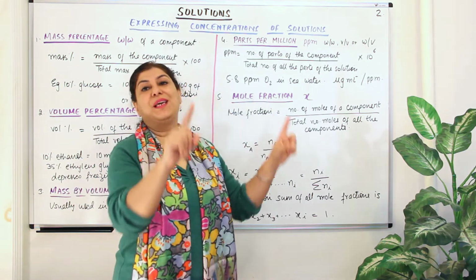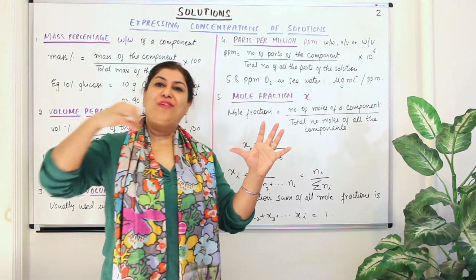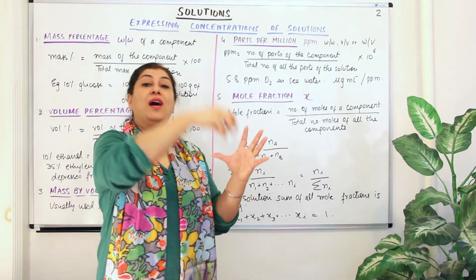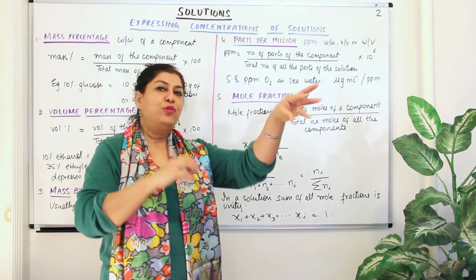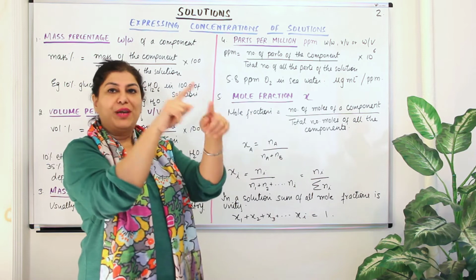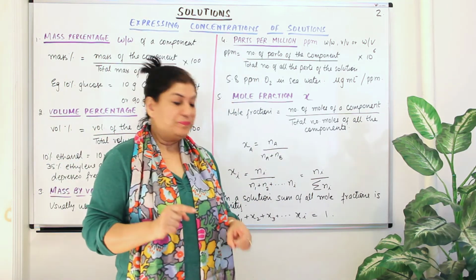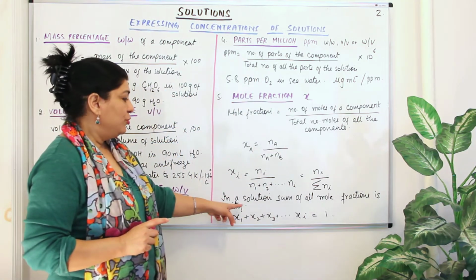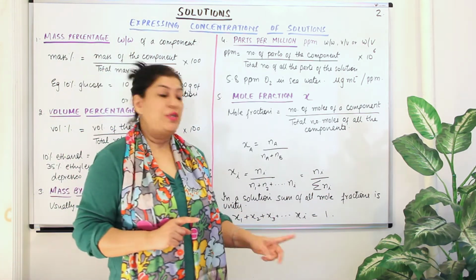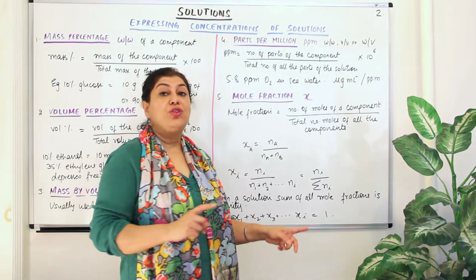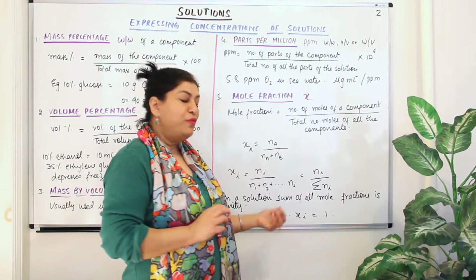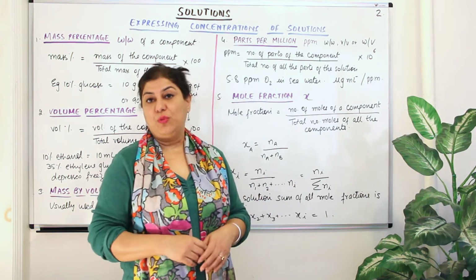Why? Because that is making one whole, and a fraction of that whole is one component, a fraction of that whole is the second component, a fraction of that whole is the third component, fourth component, fifth component, up to component I. But all of them together make one whole. So in a solution, the sum of all mole fractions is always equal to unity. This you may find useful in some of the numerical problems that you would be solving. The sum of all mole fractions would always be equal to 1.